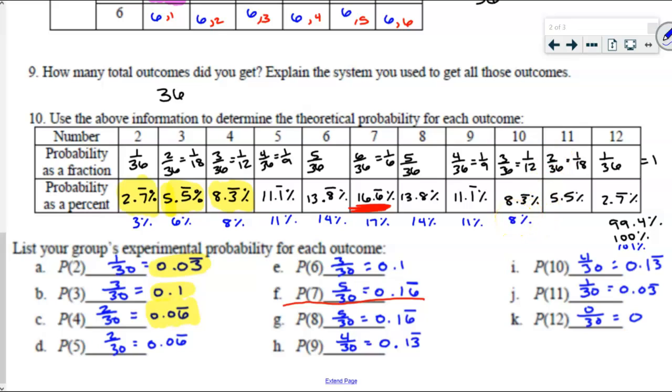So which is better when we are dealing with probabilities? Which is better, percents for probabilities or fractions for probabilities? Discuss at your table. What do you think is better? Yeah, I heard clear across the room, I heard fractions. Fractions are going to be better. And I agree for the most part, yes.